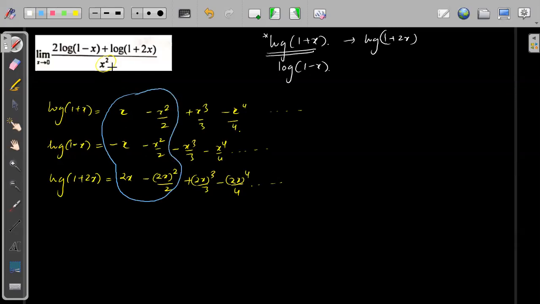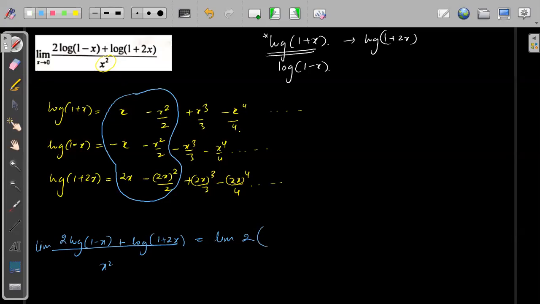Because this is divided by x square, what I will do is take 2 into log of 1 minus x plus log of 1 plus 2x, and check what the numerator will become, divided by x square. Limit, obviously.